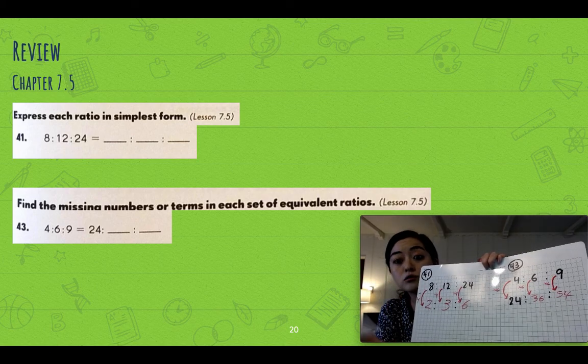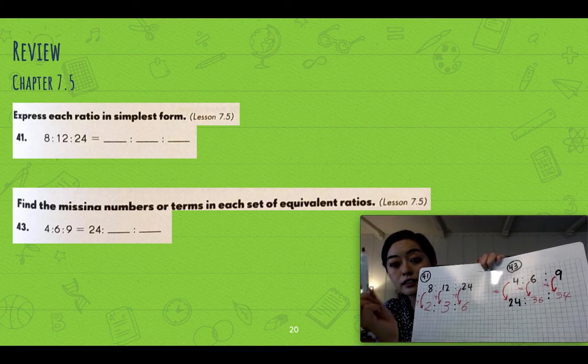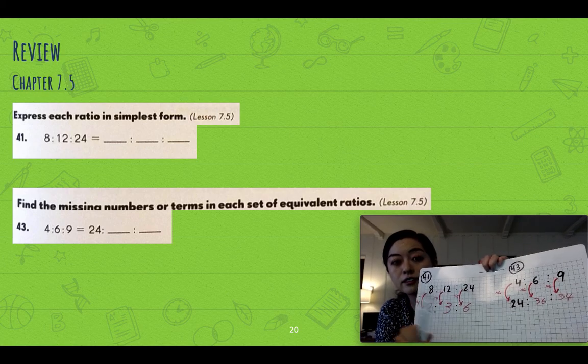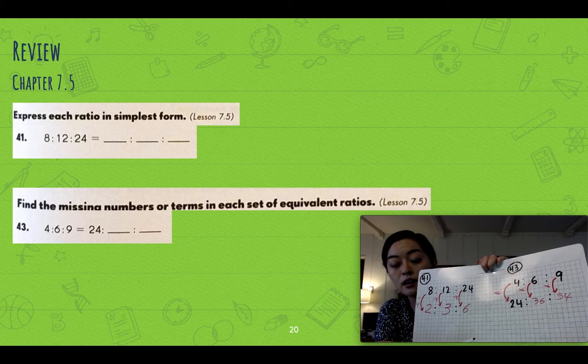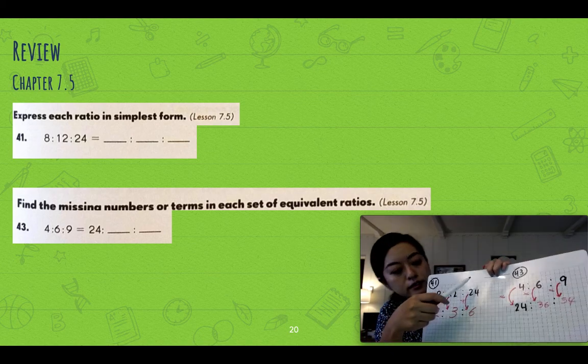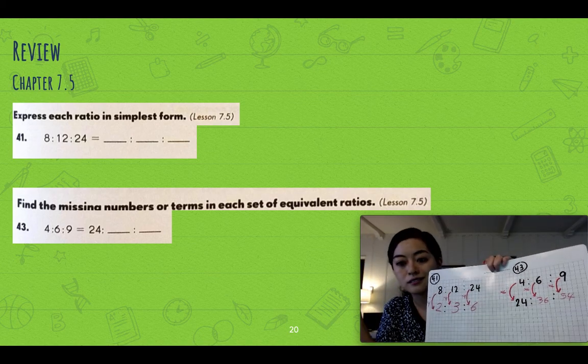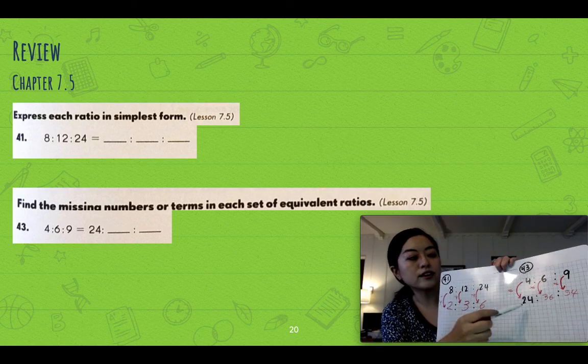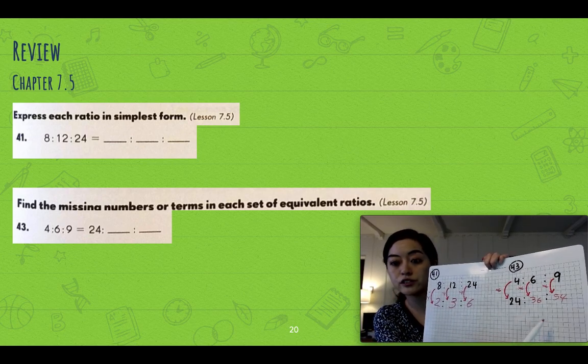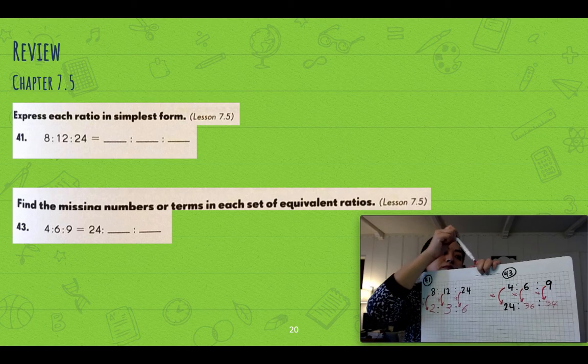Don't simplify this again, because look at the question. The directions say find the missing terms of the equivalent ratios. The original ratio that they give you here, 4 to 6 and 9, is the simplest form. We're finding the missing terms in the equivalent ratio.